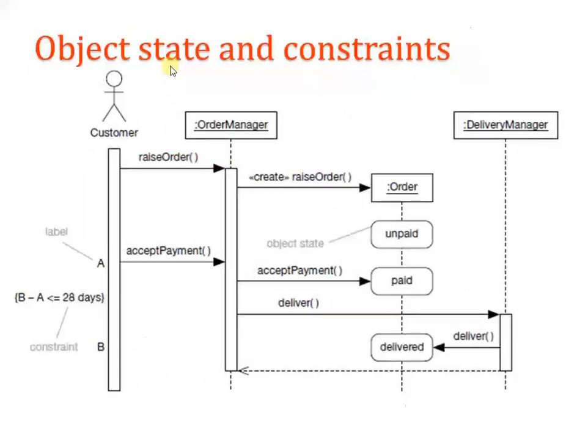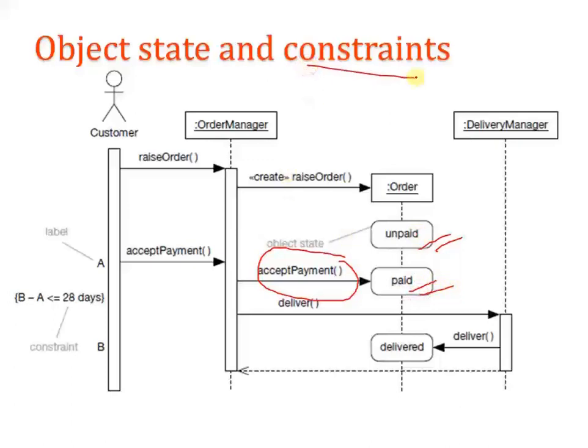The next notation is called object state and constraints. You can also have object state representation in a sequence diagram as well. In this example, the customer will be raising an order and the order manager will trigger the message to create a special instance which is called order. Initially the order is said to be unpaid. As soon as accept payment is triggered, then it goes to the paid state.